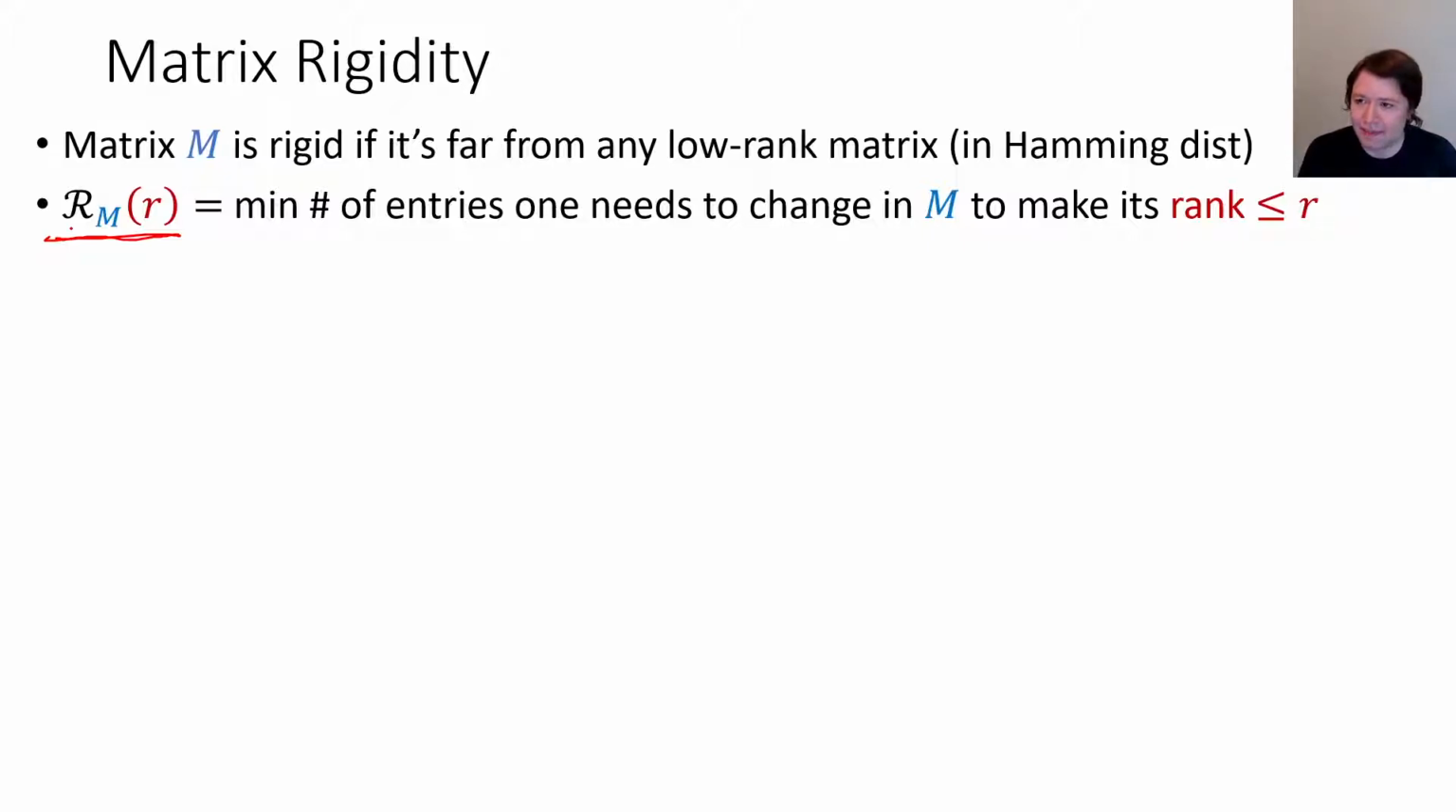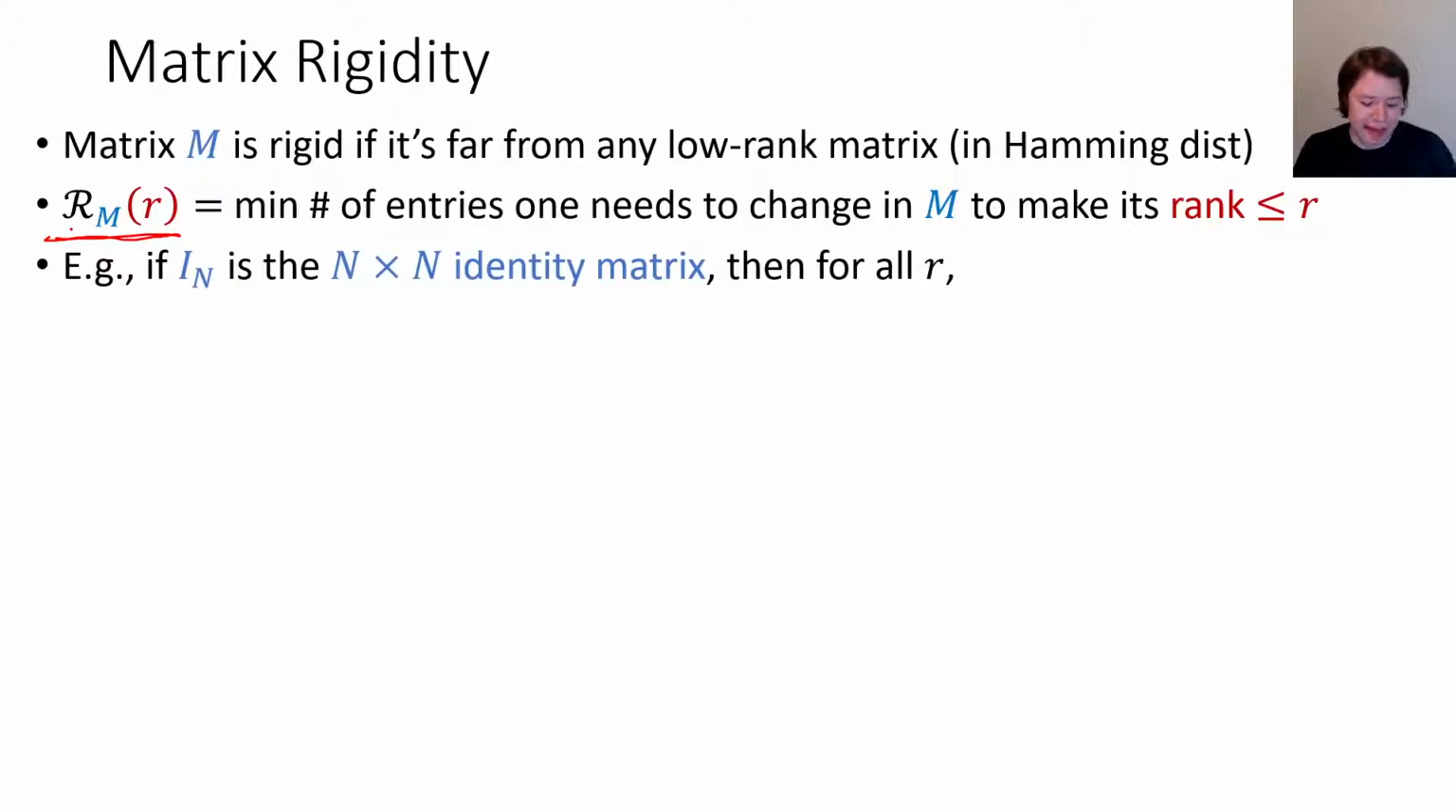Let me give some examples. If you look at the n by n identity matrix, then for any rank R, its rank-R rigidity is n minus R. That's because you can change n minus R of the ones along the diagonal to zeros, and that will make its rank R. In fact, among all full rank matrices, the identity matrix is as not rigid as possible, because you can keep changing one entry from a 1 to a 0 to decrease its rank by 1.